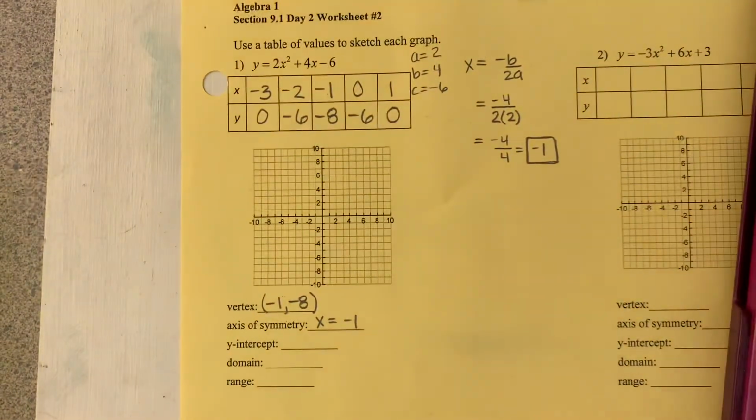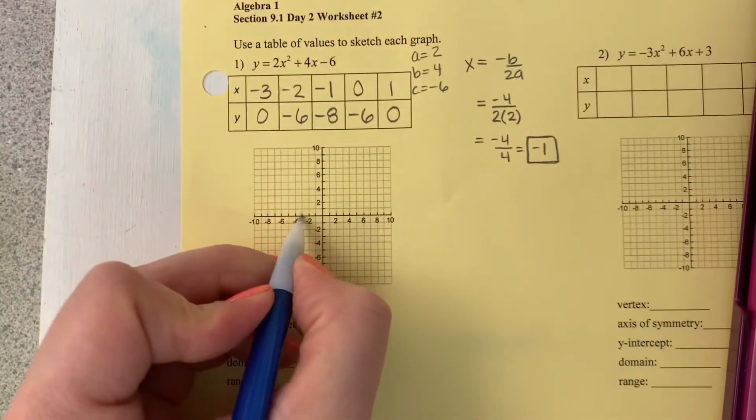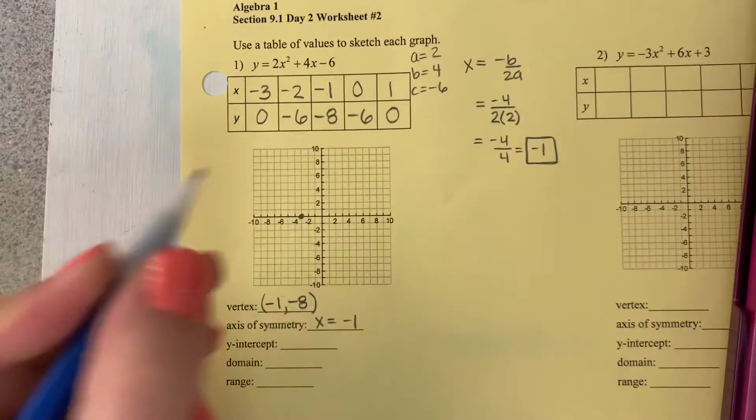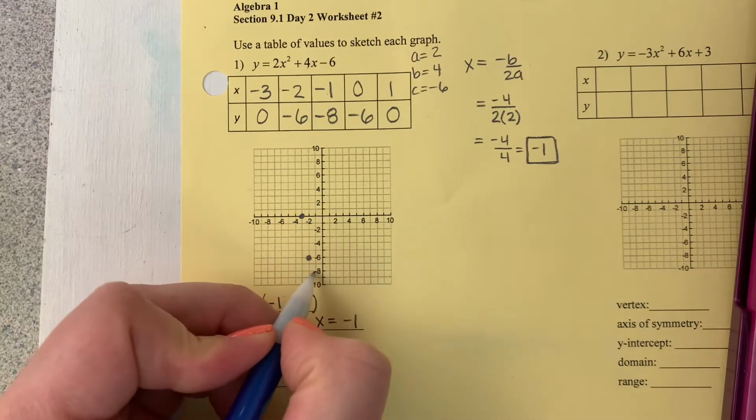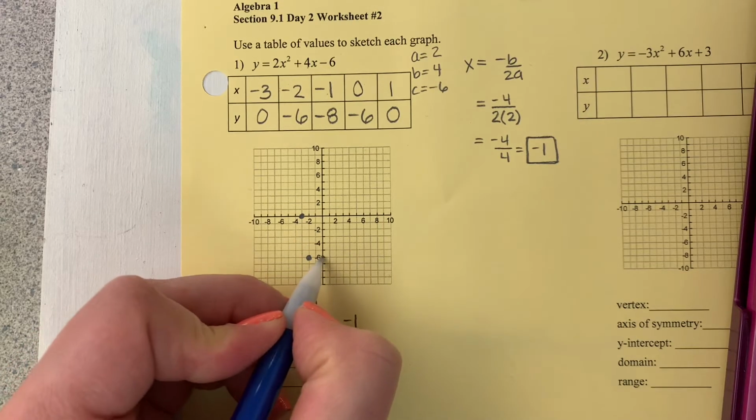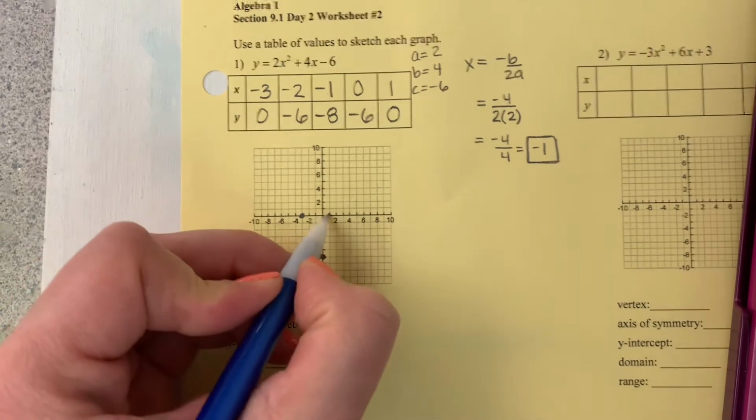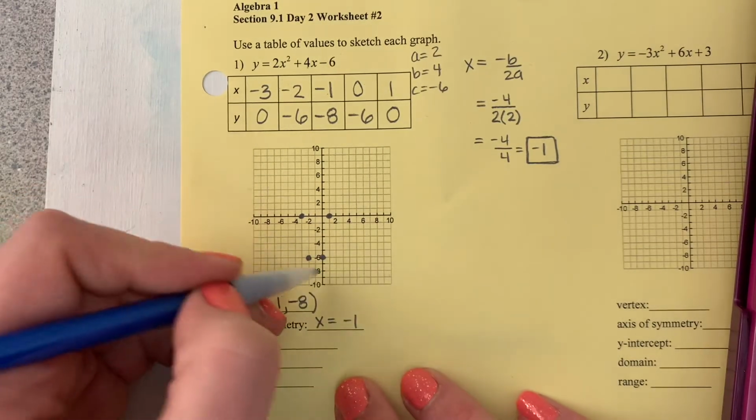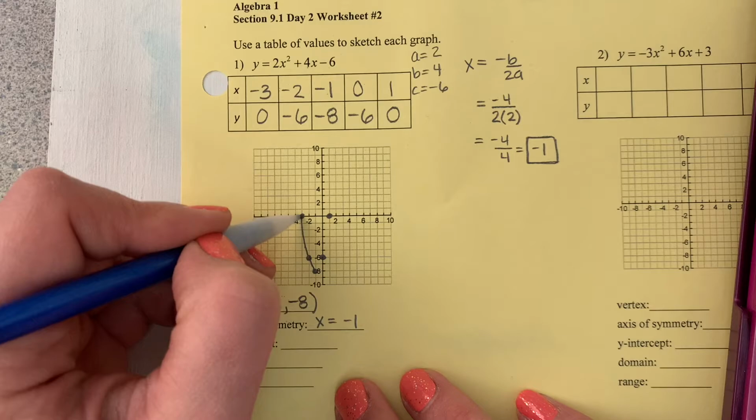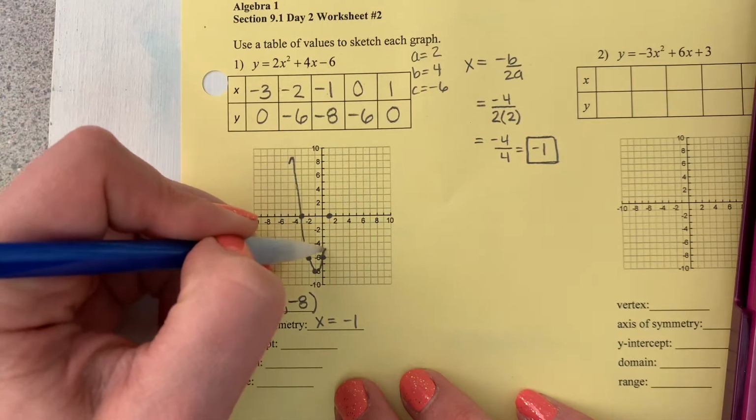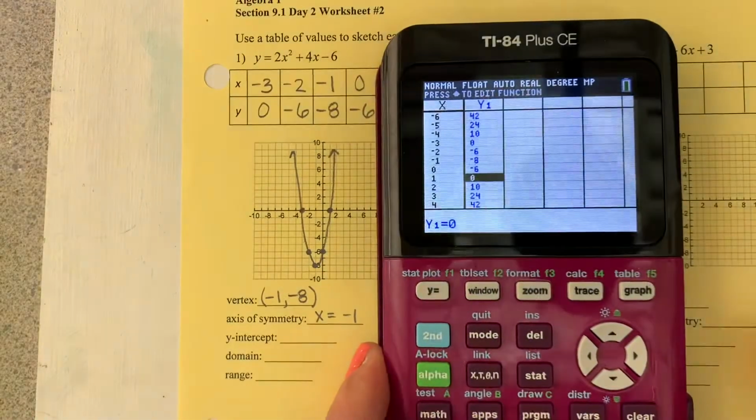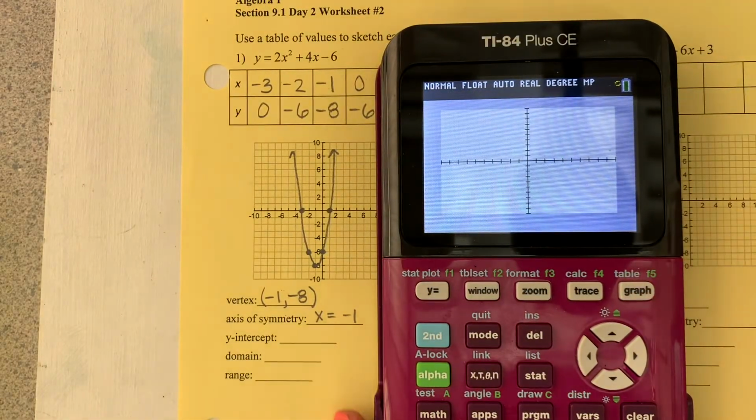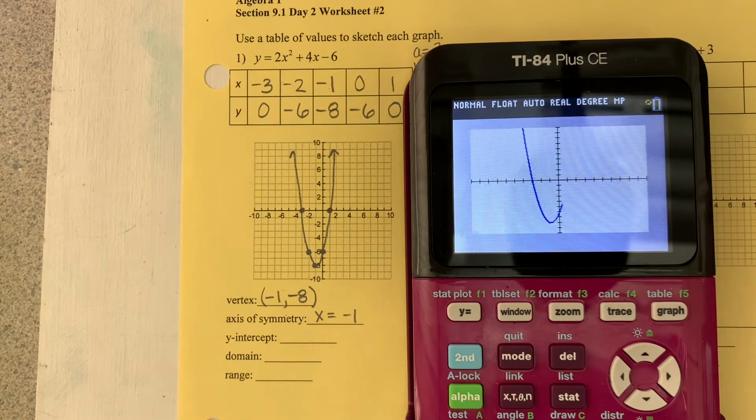All right, so now we're going to plot the points. -3, 0 goes there. -2, -6 goes there. -1, -8, 0, -6, and 1 comma 0. Now I can connect my points with a nice smooth curve. And on my calculator, I can press graph to make sure that it looks as it should. That looks about right, okay?